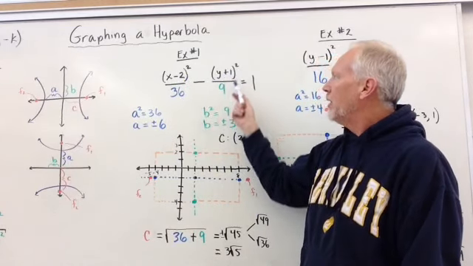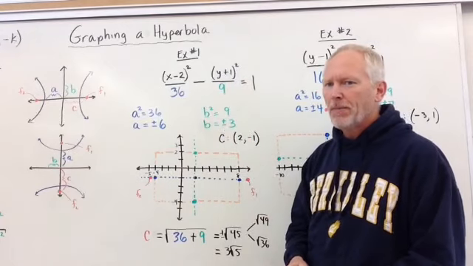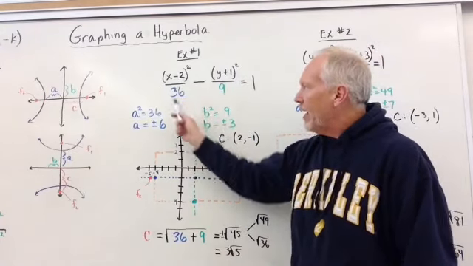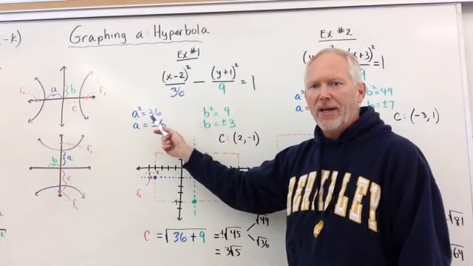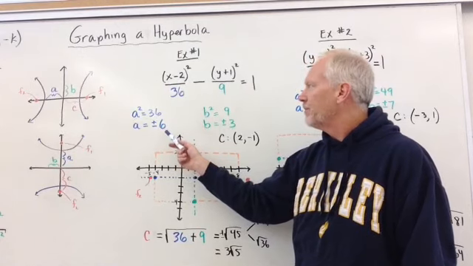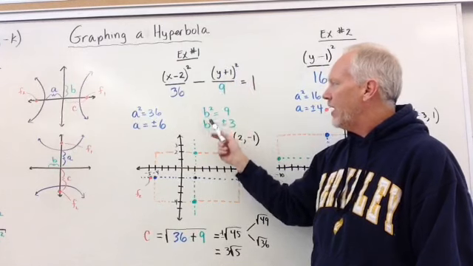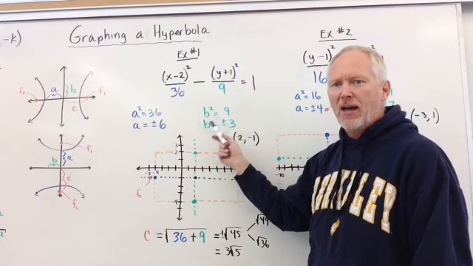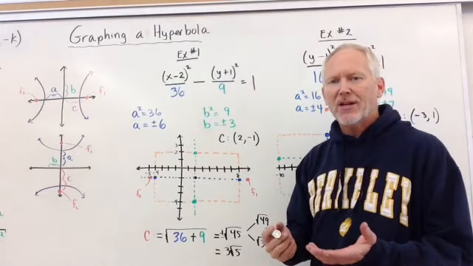Minus (y plus 1) quantity squared over 9 equals 1. So again, my a value is out front in blue, so a squared is 36, so a will be plus or minus 6. Minus (y minus 1) squared over 9, so b squared is 9, so b is plus or minus 3. Now I have to think, well, where's the center of this?